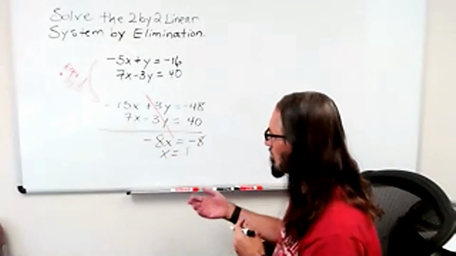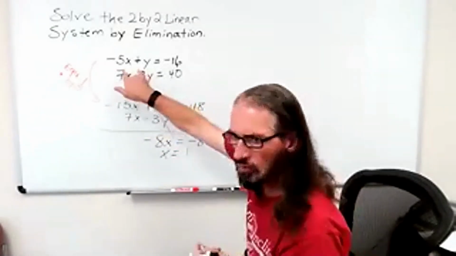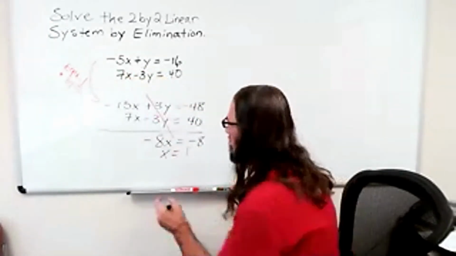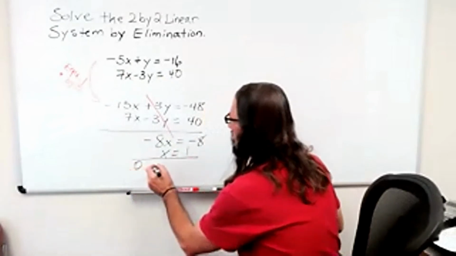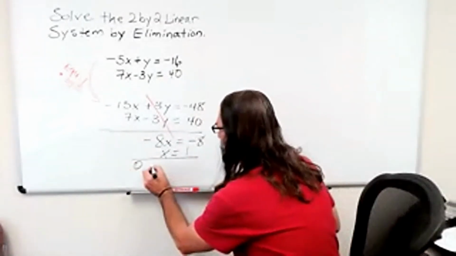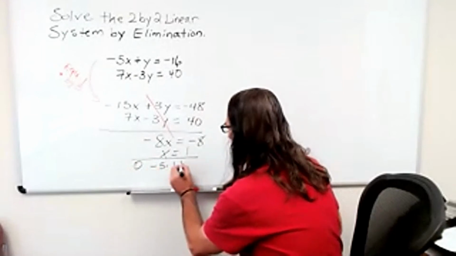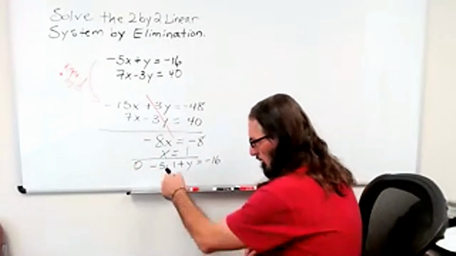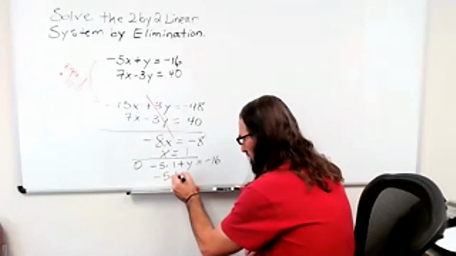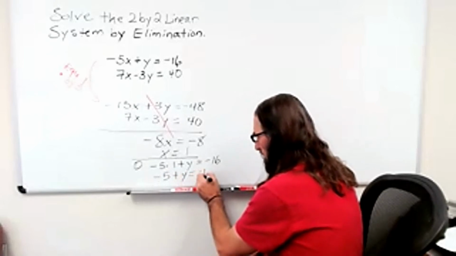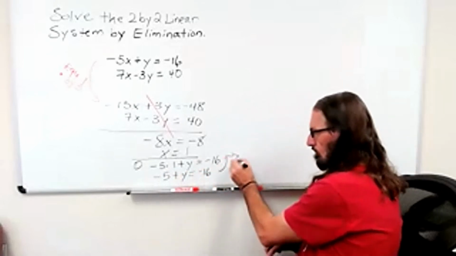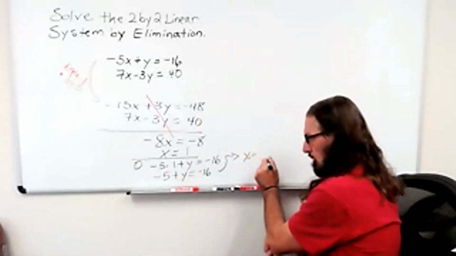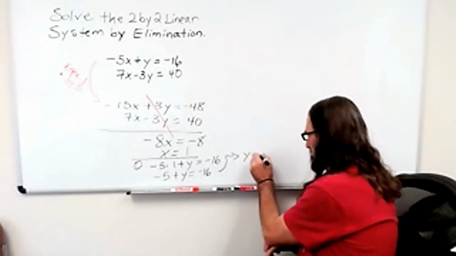Go back to one of the equations. I'll go to the one where we had a smaller number there, plus the fact that y has a coefficient of 1. From equation 1, without the rewrite, negative 5 times 1 plus y is supposed to equal negative 16. So negative 5 plus y equals negative 16. Add the 5 to both sides, and we get that y is equal to negative 11.